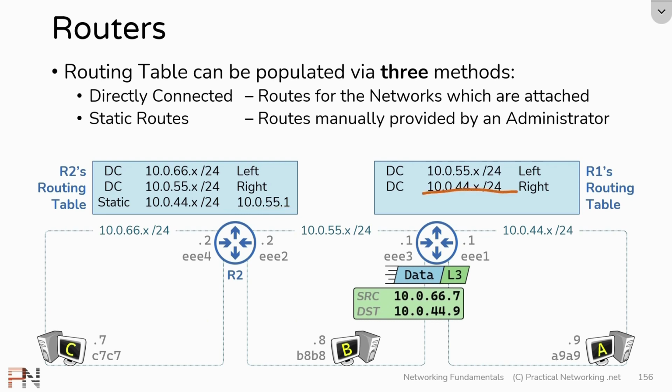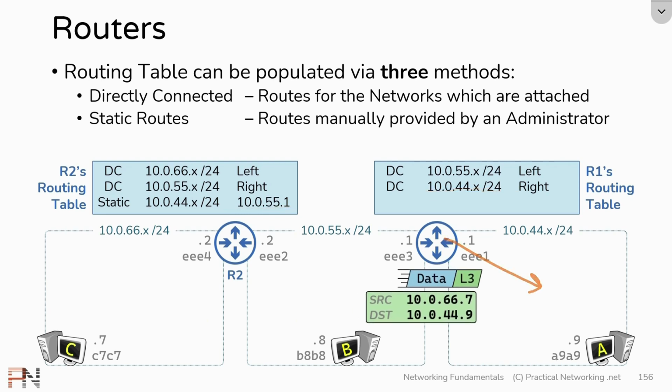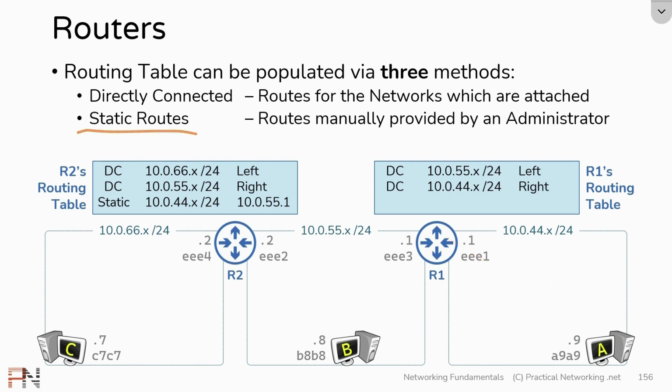R1 will then take a look at its routing table and determine that this packet should be sent out the right interface where it'll arrive on host A. So that's an example of a static route.